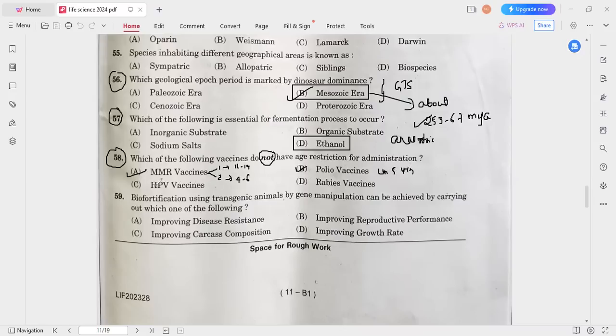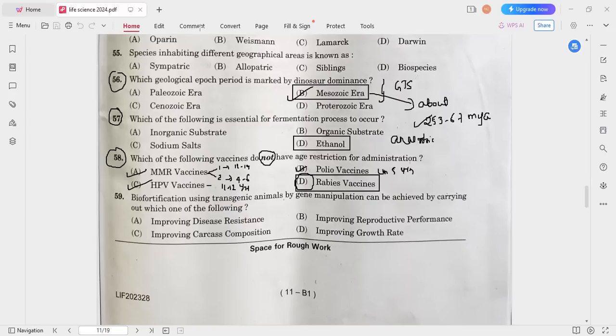Next is the HPV vaccine, human papilloma virus vaccine. This also has an age restriction for administration, 11 to 12 years. The last one is the rabies vaccine. This rabies vaccine does not have any age restriction. So the answer for this question is option D, rabies vaccine. The rabies vaccine has no age restriction for administration. This question is based on the immunization schedule.